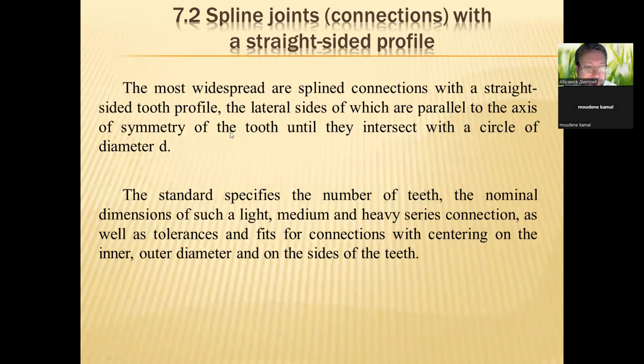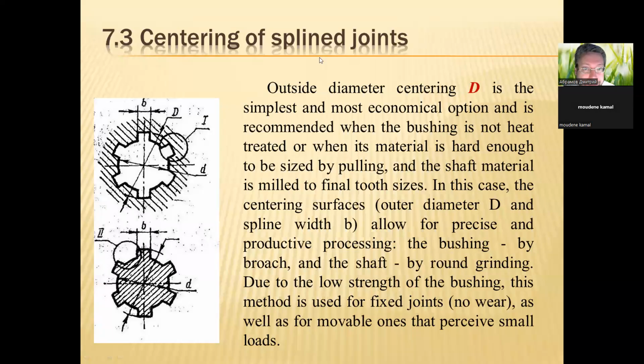Please write down to your notes this type of our slide. 7.3 Centering of splined joints. Outside diameter centering, big D. It's outside diameter centering.